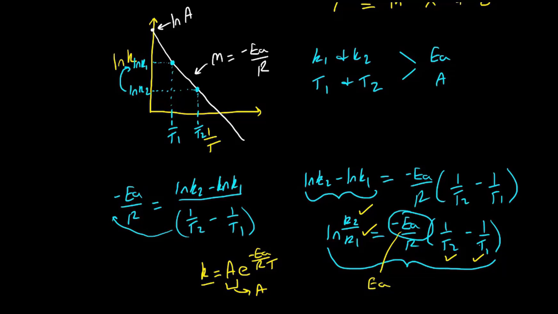So these two forms of the Arrhenius equation collectively are really useful because they allow us to calculate the activation energy and the pre-exponential factor using experimental data. And in the next video, we'll actually explore some of these problems and work through them together.